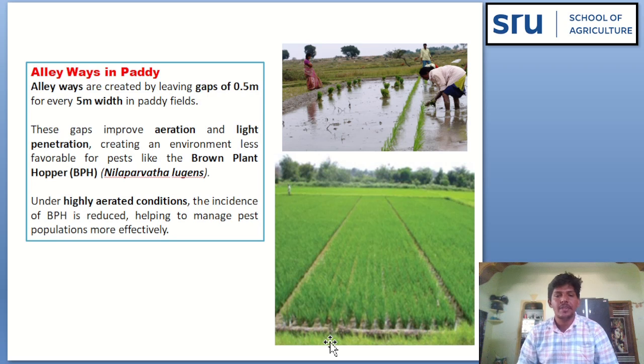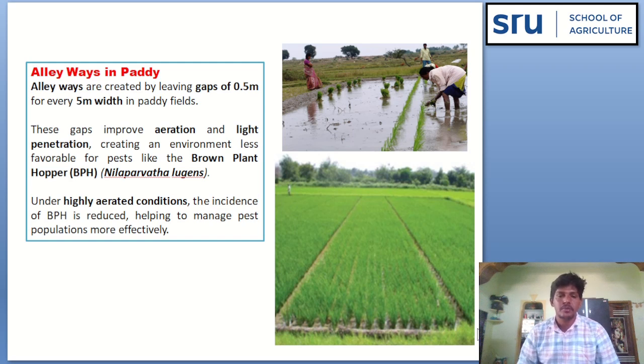Next, alleys in paddy. Alleys are nothing but gaps. See, this is the gap. Here, this is the gap. Alleys are created by leaving a gap of 0.5 meter for every 5 meter width of paddy field. For every 5 meter width of paddy field, we are leaving a gap of 0.5 meter. That is the space or gap, that is the alleys in paddy.